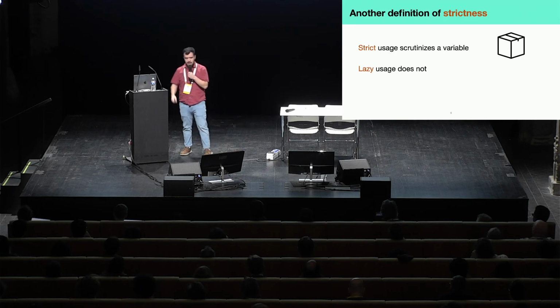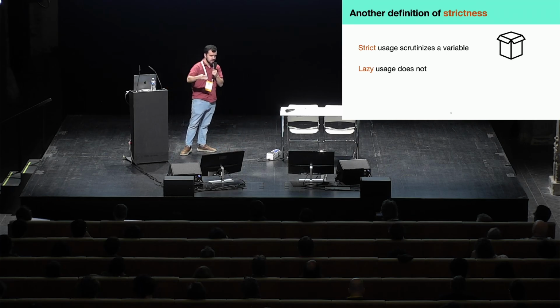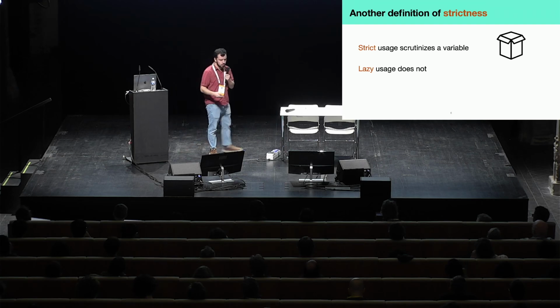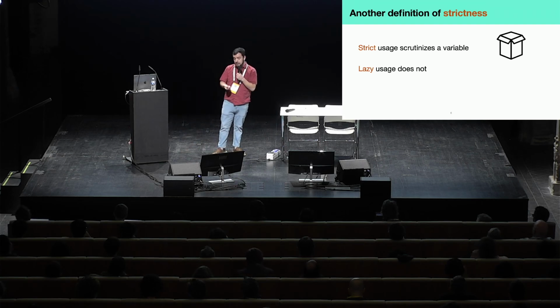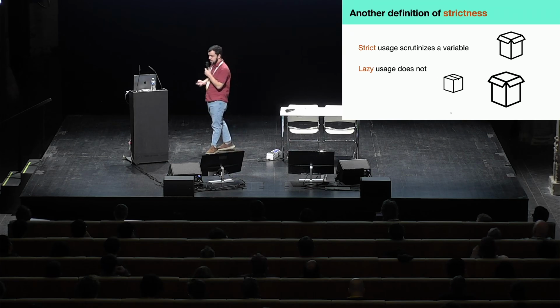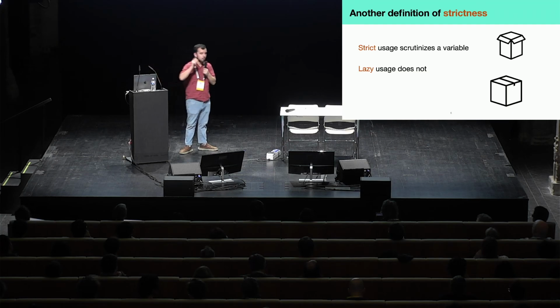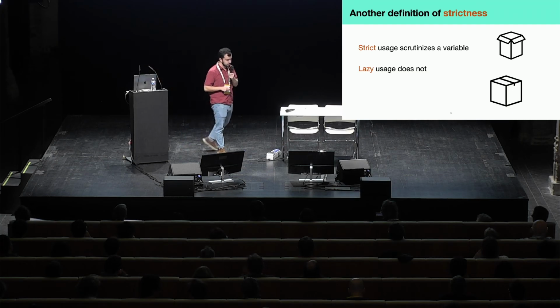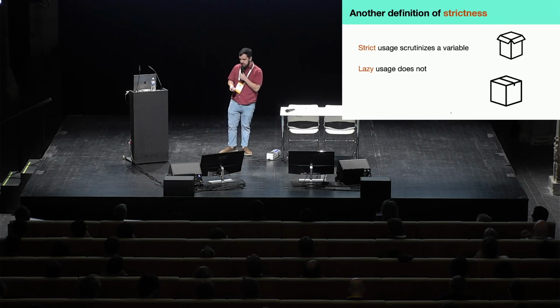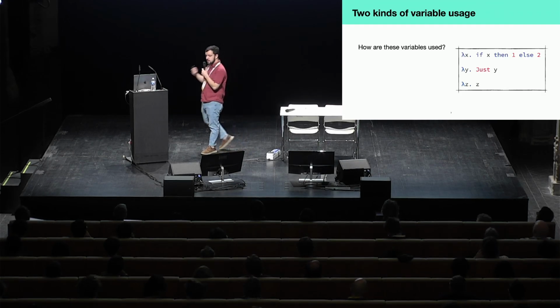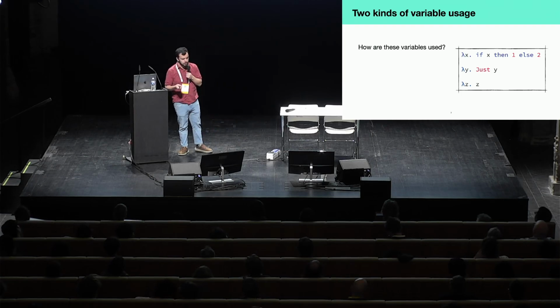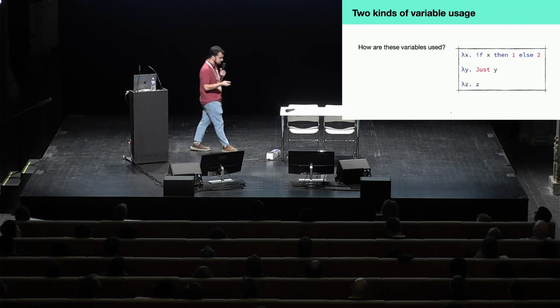Strict usage is the kind that opens the box, inspects the contents, and thereby triggers evaluation of those contents. Lazy usage, on the other hand, simply picks up the box, moves it somewhere else, frequently into a different box, but importantly does not open the box. So, given this intuition, we can take a look at some programs in a simple call-by-name programming language and ask how they use their arguments.